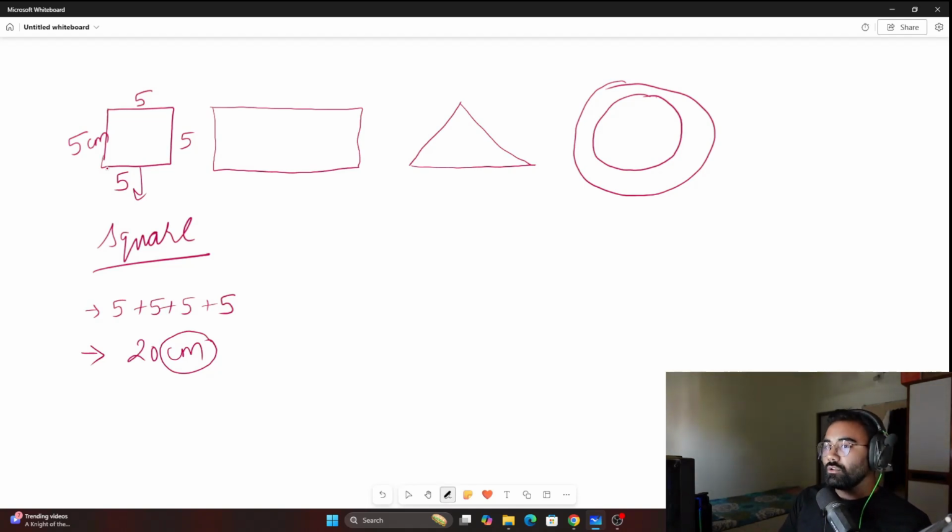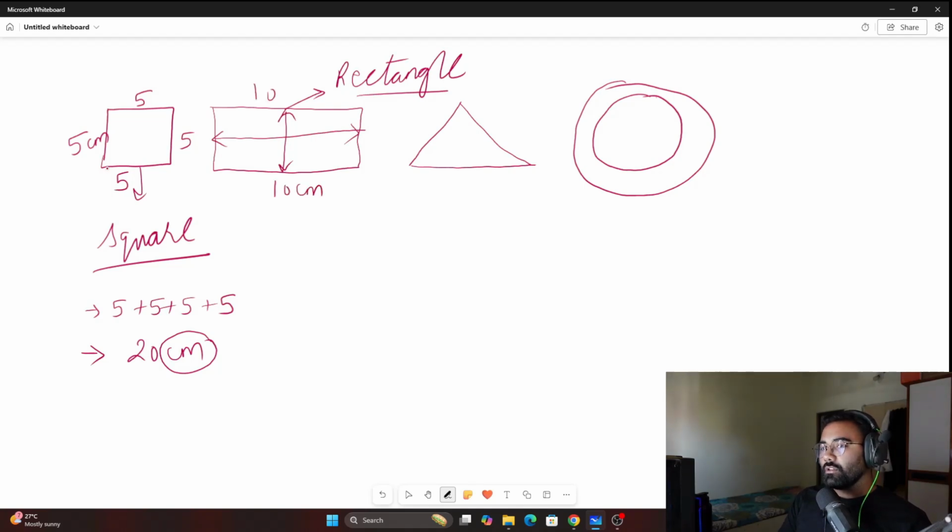Let us come to the second shape. The second shape over here is the rectangle. A rectangle is another 4-sided polygon. Opposite sides of a rectangle are equal. These 2 sides will be equal in measurement, and these 2 sides will be equal in measurement. Let's say this one is 10 centimeter, so this one is also 10 centimeter. Let's keep this as 5 centimeter and 5 centimeter.